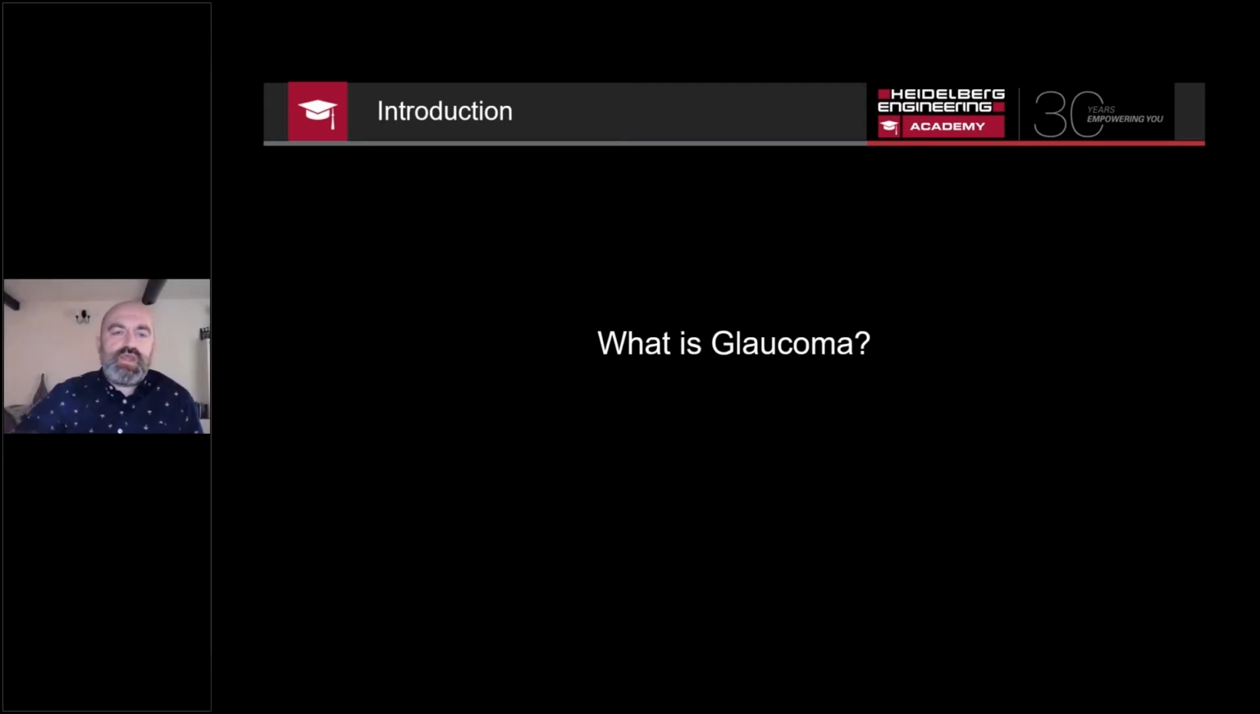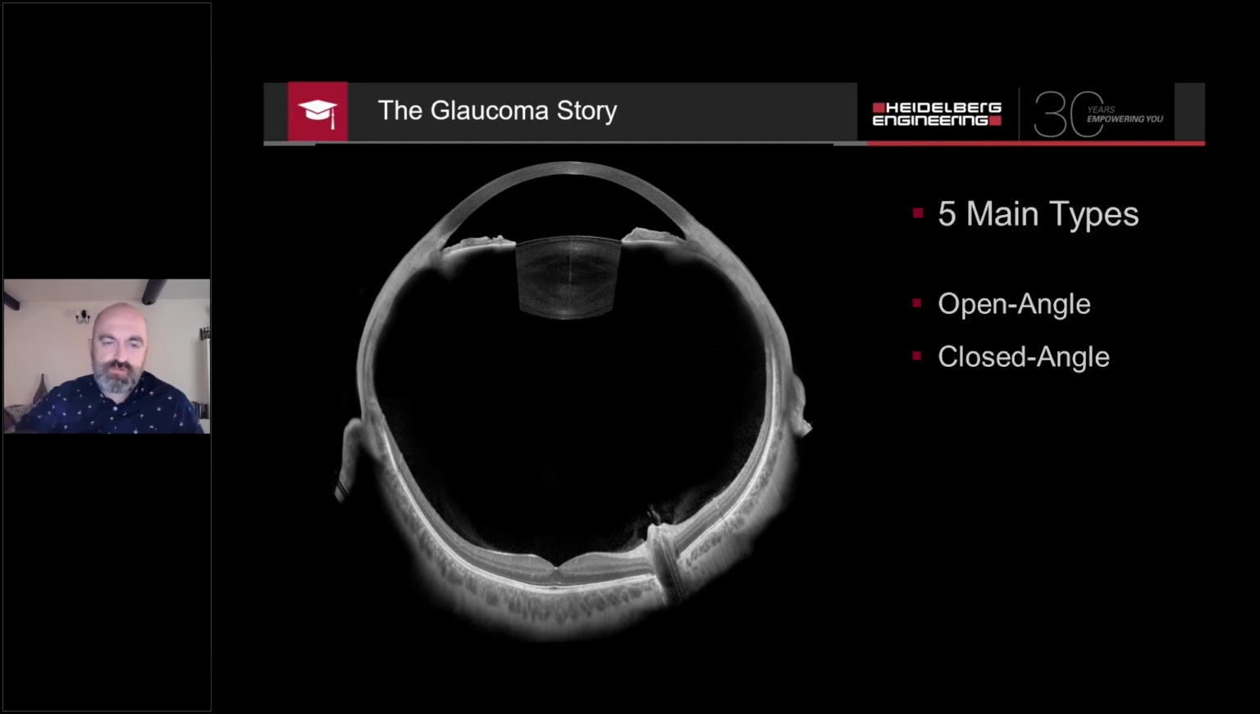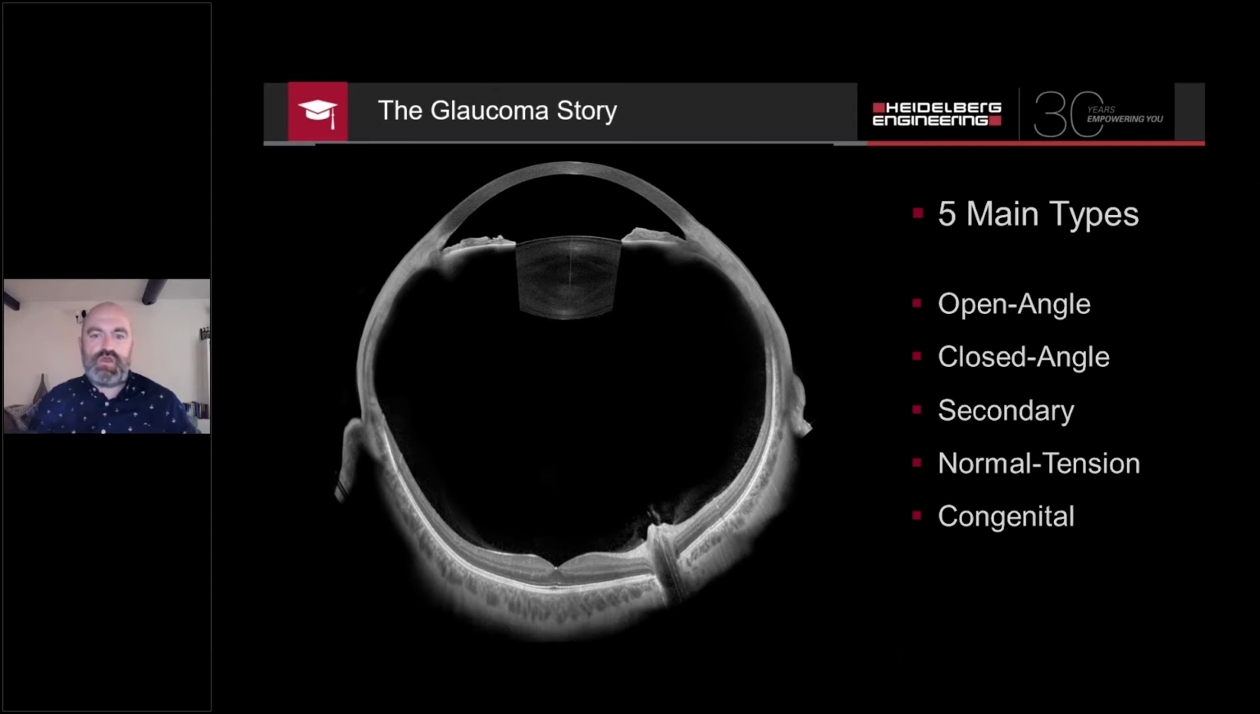So I'm going to start really with talking about what glaucoma is. Well, glaucoma is characterized as a slow progressive optic neuropathy. And there's really five main types of glaucoma that we investigate. We have open angle glaucoma, the most common, closed angle glaucoma, secondary glaucoma to another disease or maybe to surgery, normal tension glaucoma, and congenital glaucoma.